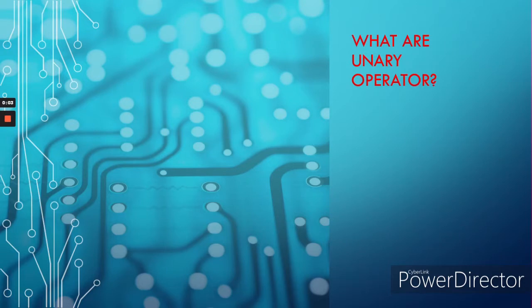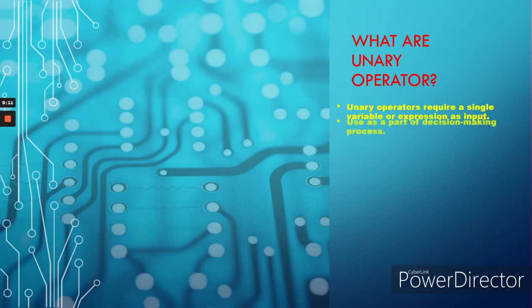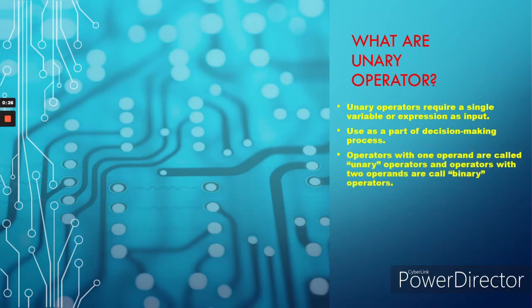What are unary operators? Unary operators require a single variable or expression as input. You often use these operators as part of a decision making process. For example, you might want to find something that isn't like something else. Operators with one operand are called unary. Think of it like a unicycle. They have only one wheel. Operators with two operands are called binary operators. But think of it as a bicycle. A bicycle has two wheels.